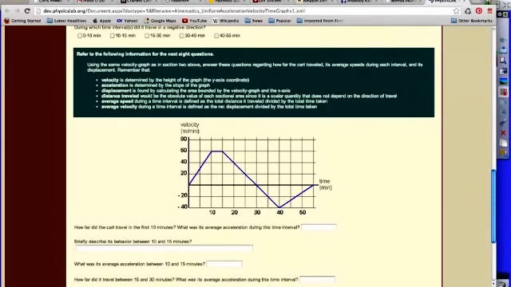Now I would like to look at this little box. It's got some information that we need. Velocity is determined by the height of the graph, the y component. Acceleration is determined by the slope.